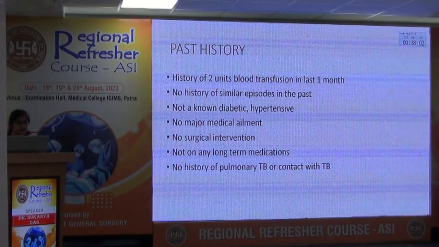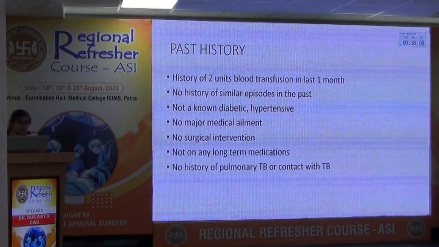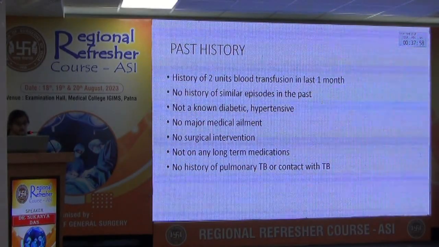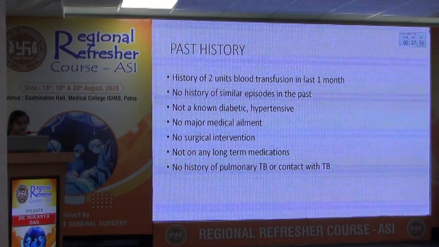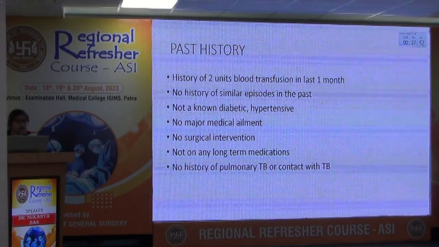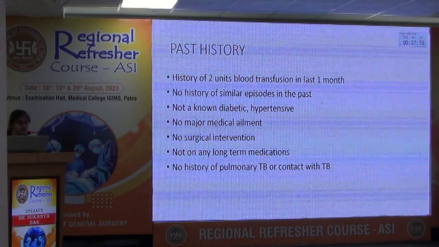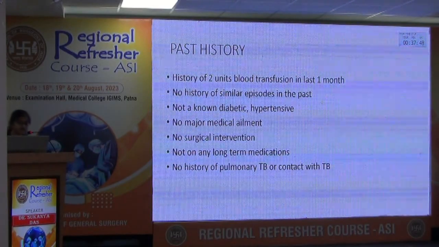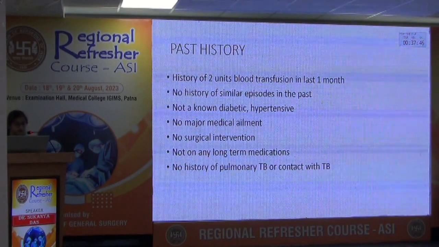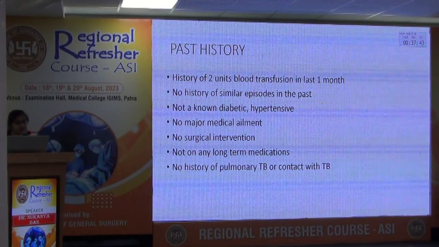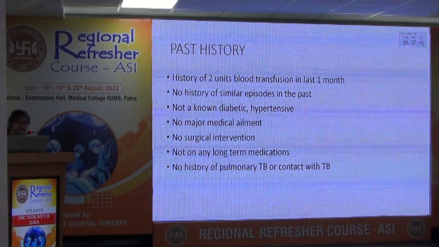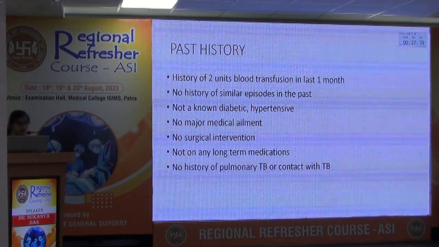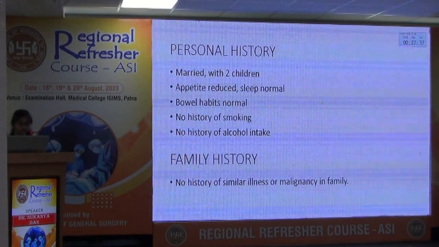Moving on to the past history, there is history of 2 units of blood transfusion in the last 1 month. There is no history of similar episodes in the past. Patient is not a known diabetic or hypertensive. There is no history of major medical ailment or surgical intervention in the past. There is no history of any long-term medication used by the patient. And there is no history of pulmonary TB or contact with tuberculosis.